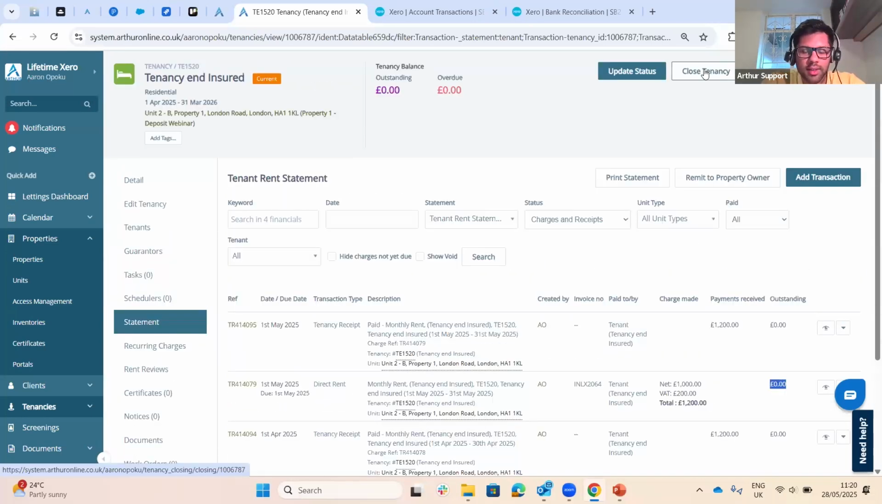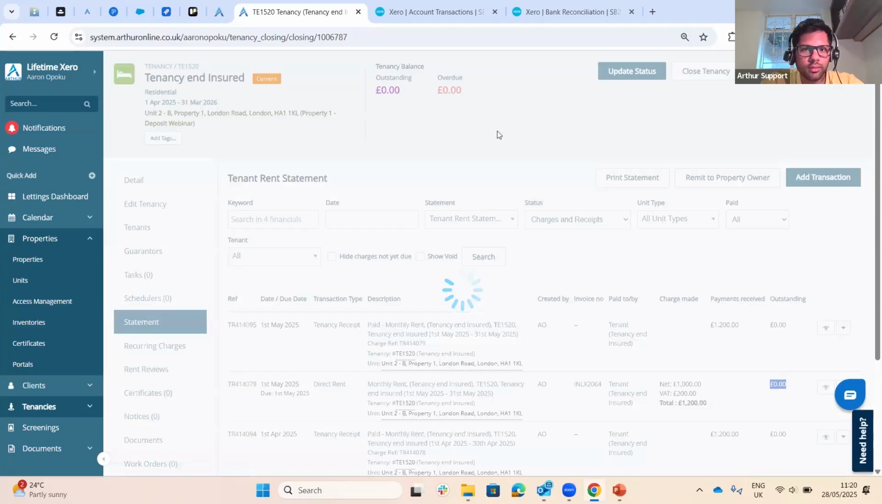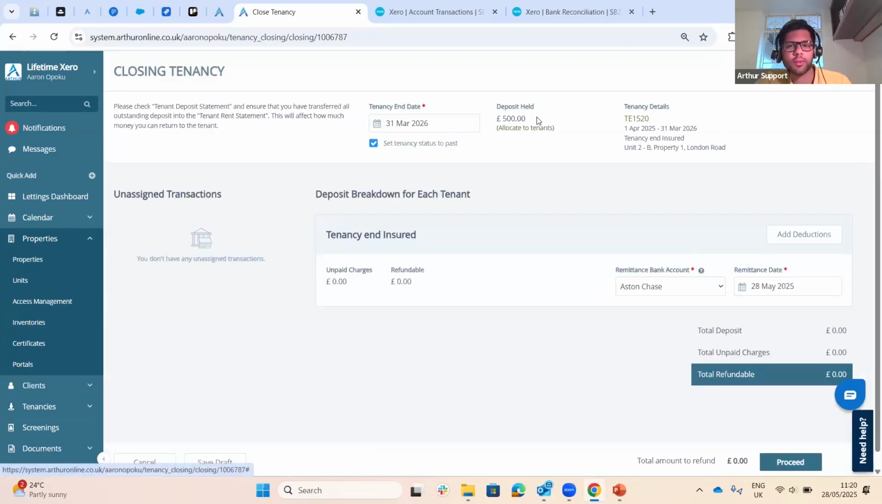So we go to close tenancy here. And the first step you always do is here you can see the deposit held. So that would be the deposit received amount. First step you always do is allocate to tenants. What we're doing here is we're creating a deposit transfer to rent transaction by allocating to tenants, which means we're now refunding that £500 back to the tenant. So always click on allocate to tenants first.